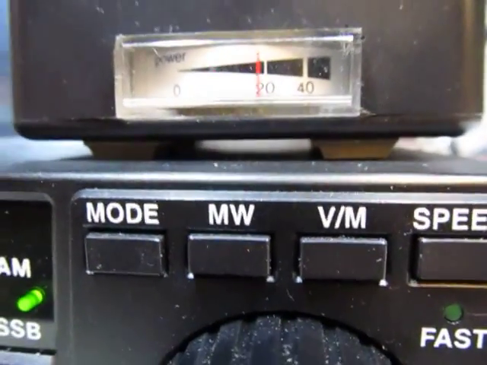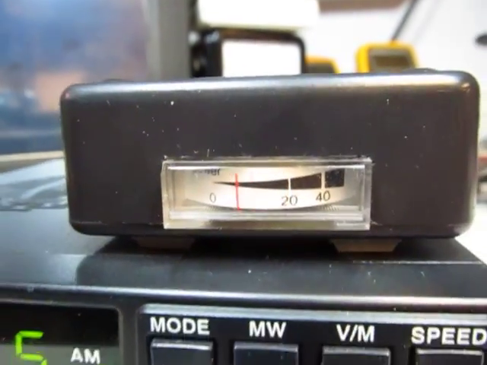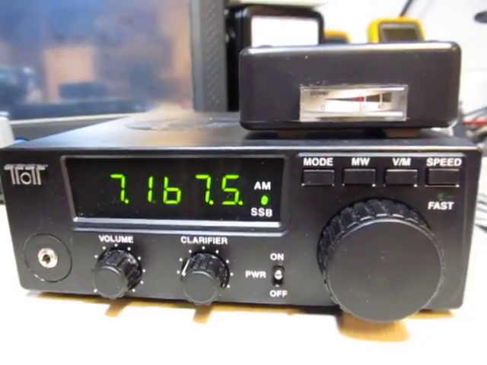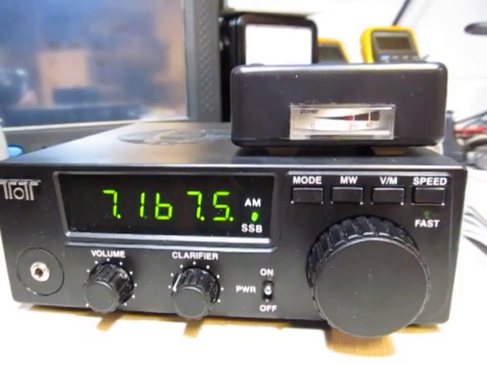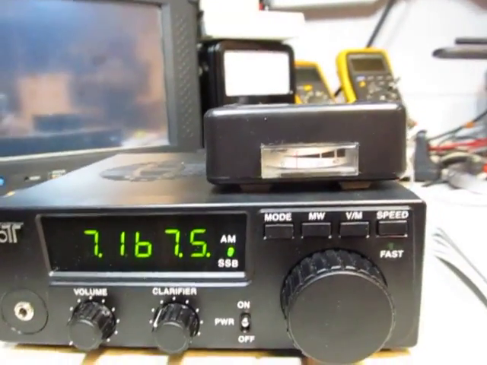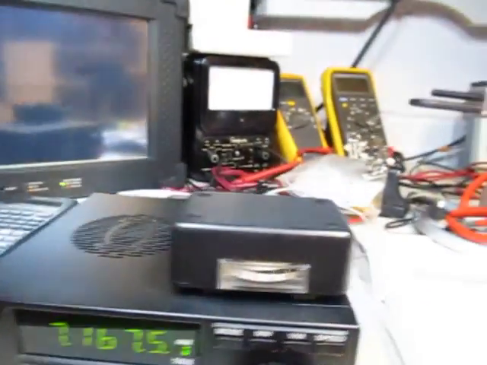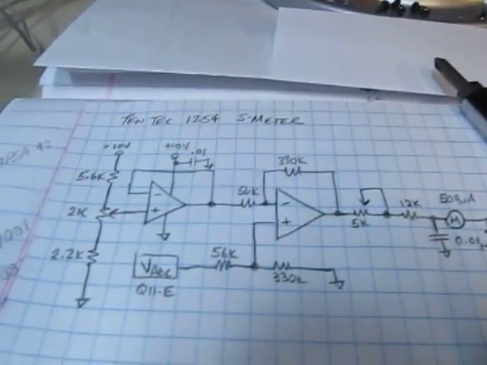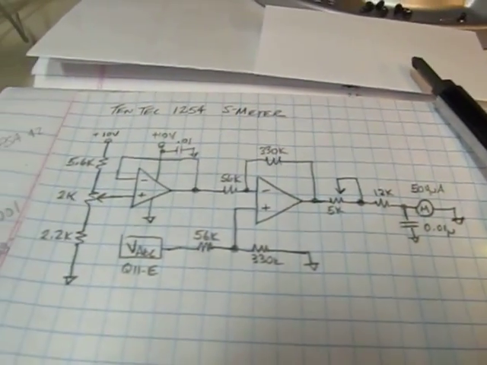There's a short video just to show the completed project here of adding an S meter to this little Ten-Tec 1254 shortwave receiver. Kind of a part two video. In the last video, I kind of showed the design of the circuit that I built to make this thing work.